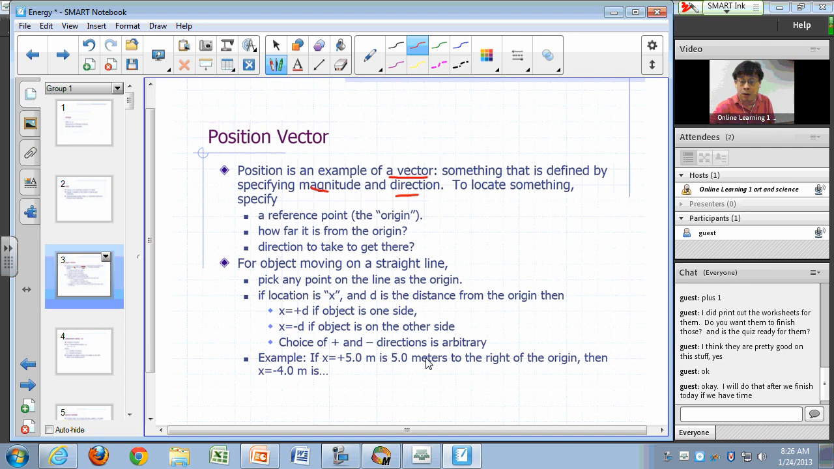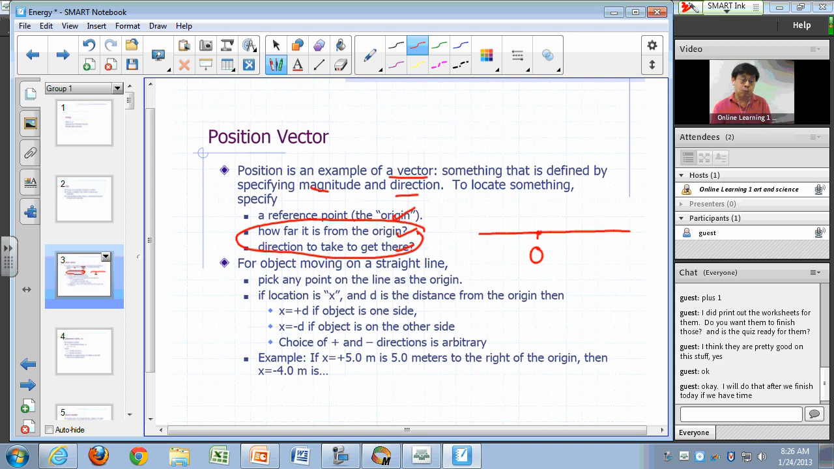Okay, so the reference point is the origin. And so you have to specify the reference point, how far it is from the origin, and the direction you have to take to get there. So these are the two things you need to specify that particular vector. So if I draw a number line here, I call this point my origin. I'm going to call that 0. Then that's my reference point. So we're just going to focus for now on motion on a straight line, just to get the basic ideas out. Okay.